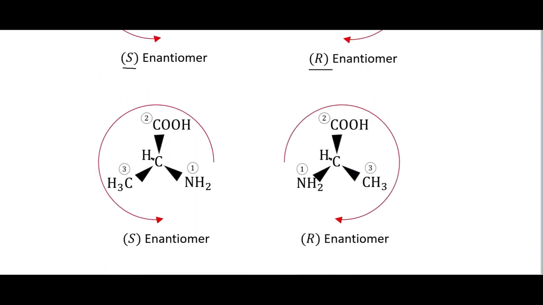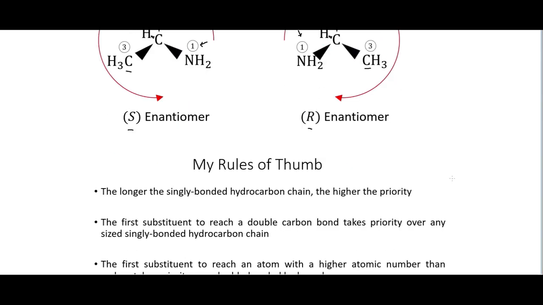All right, and here is just another example. Now we have our nitrogen here, which has the highest atomic number, so that gets first. This carbon is bound to these oxygens, so that gets second, compared to this one, which is only a carbon bound to hydrogens, so that gets third. So we go around this counterclockwise, we get the S enantiomer. This one we go around clockwise, and so we get the R enantiomer. This is our first priority, this is second because our carbon is now bound to oxygen, and this is third because our carbon is only bound to hydrogens.